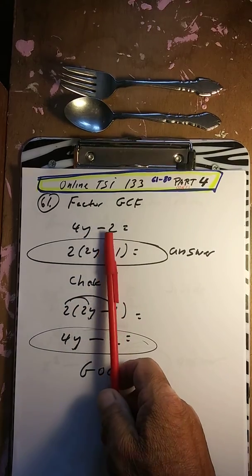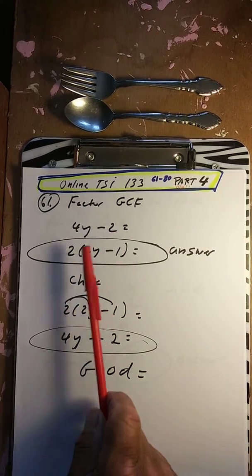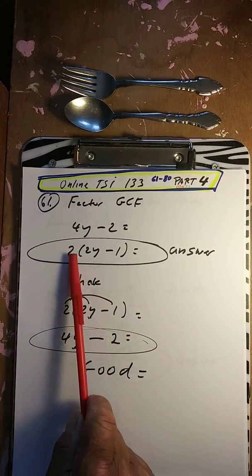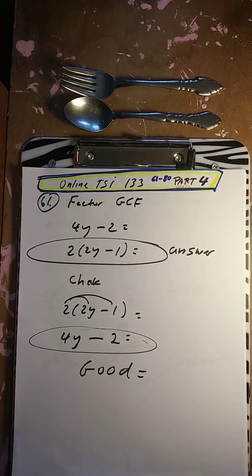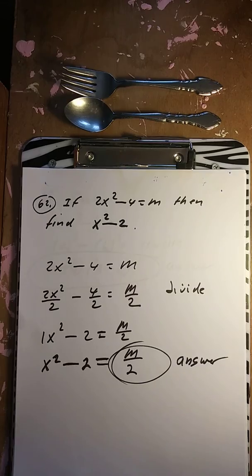Factor the GCF. 4y minus 2, I say 2. 2 times that, check it. 2 times that is 4y, 2 times that, negative 2. That's the right answer, it's good.